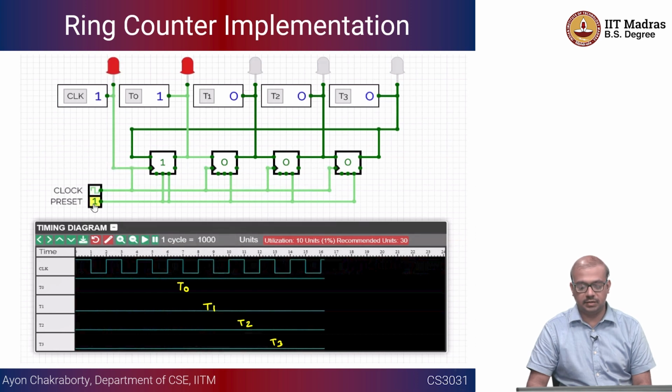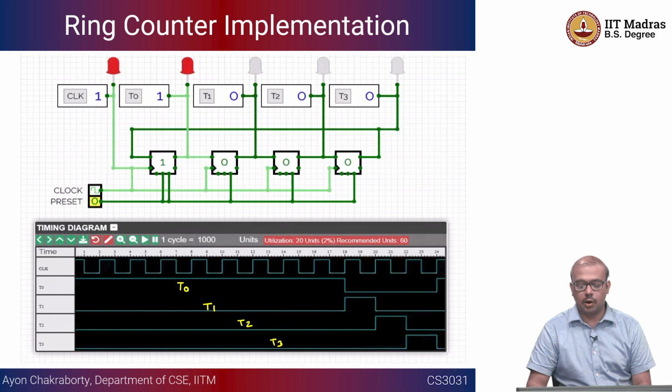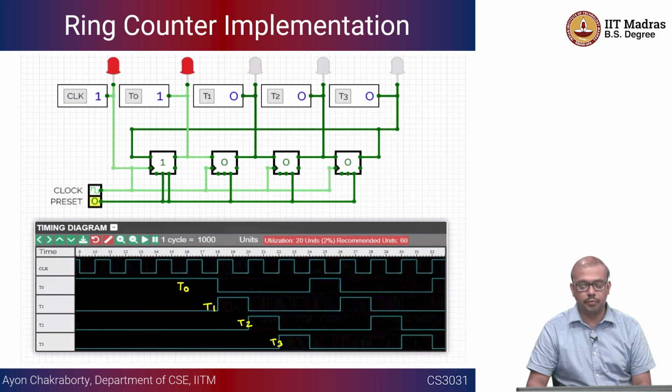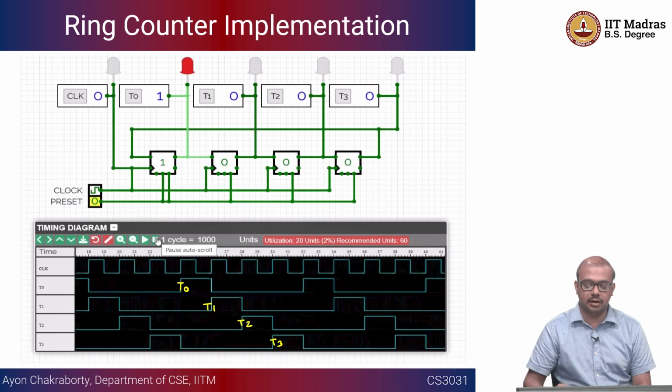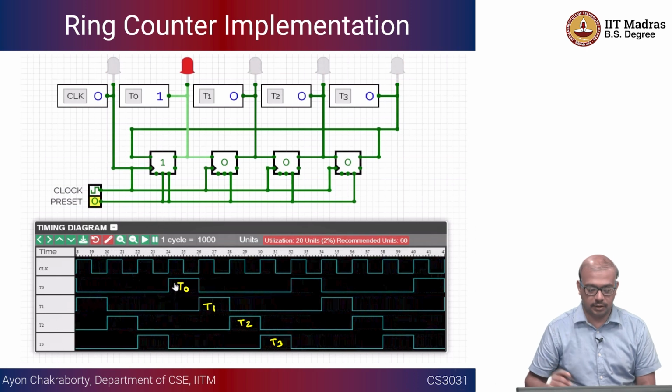So once I preset the circuit, it is going to create this. As you can see, only one of them is up and the rest of the outputs are all off. That's why you see this staircase kind of pattern.